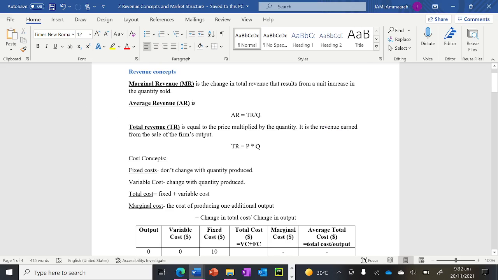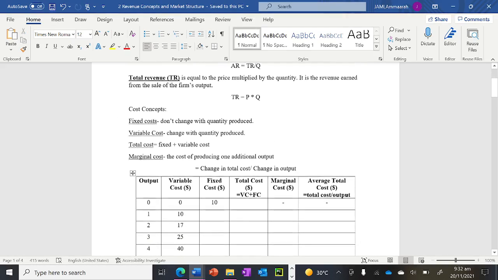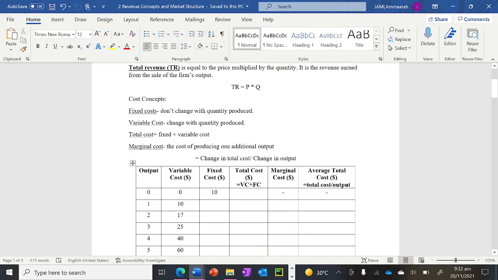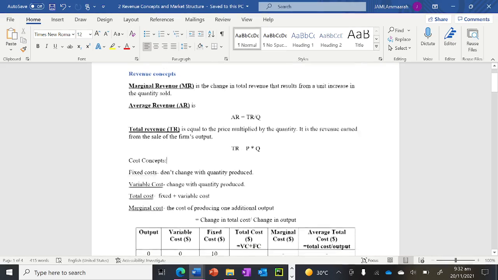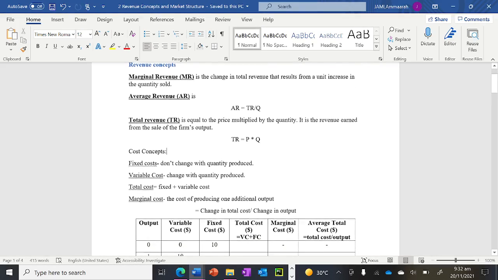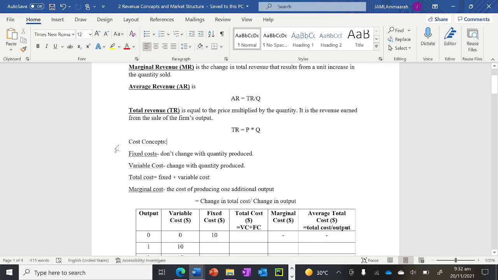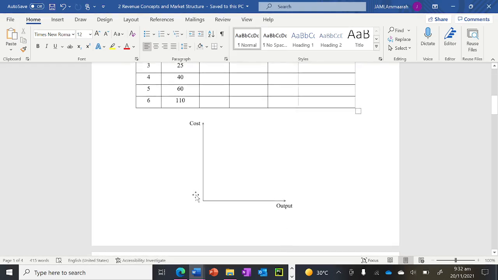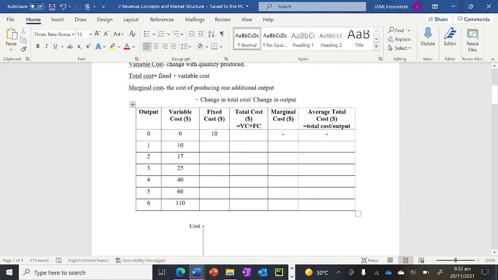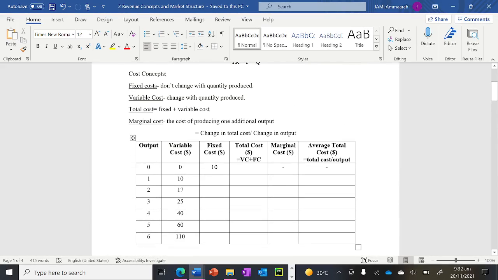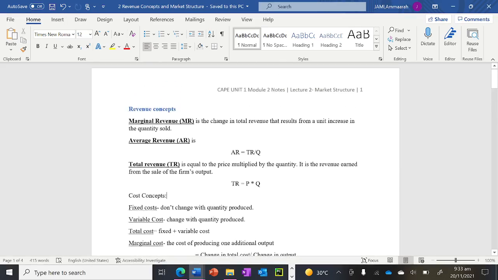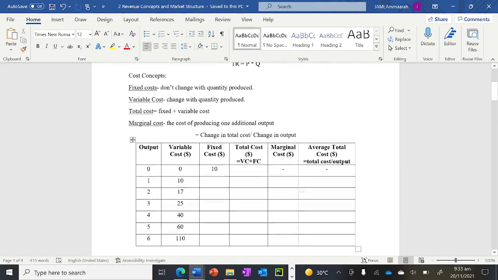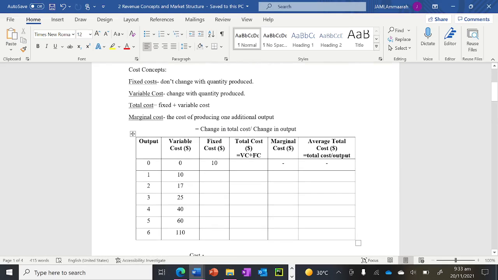So, I think cost concepts is a module 1 topic, and you're doing module 2 that I'm teaching, but you need to be able to know cost concepts for this. So I just have a basic overview of costs to familiarize you guys with cost concepts.